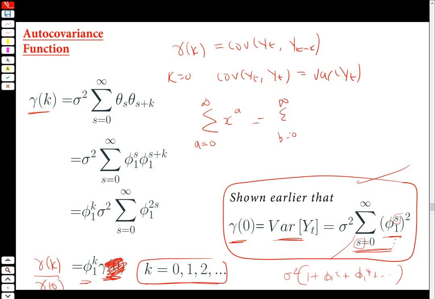K is just a lag. Remember, it's a stationary process. It doesn't matter where we are in time, because we know that all the moments, the mean, the variance, the covariances, and the correlations are all the same, no matter where we are in time. I don't know what you mean by S, but K is just how far we're lagging back into the past.